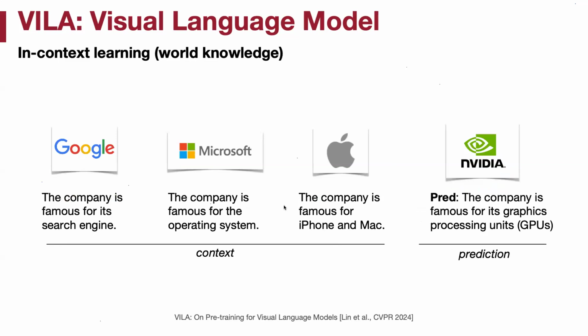Similarly, we are from NVIDIA, so why not, we try some of the different company logos. What we do is we feed, for example, Google's image, and say this company is famous for search engine. We show Microsoft famous for OS, and we show Apple is famous for iPhone and iMac. We prompt with NVIDIA, and it very accurately says we are very famous for our GPUs, which is quite what we are proud of.